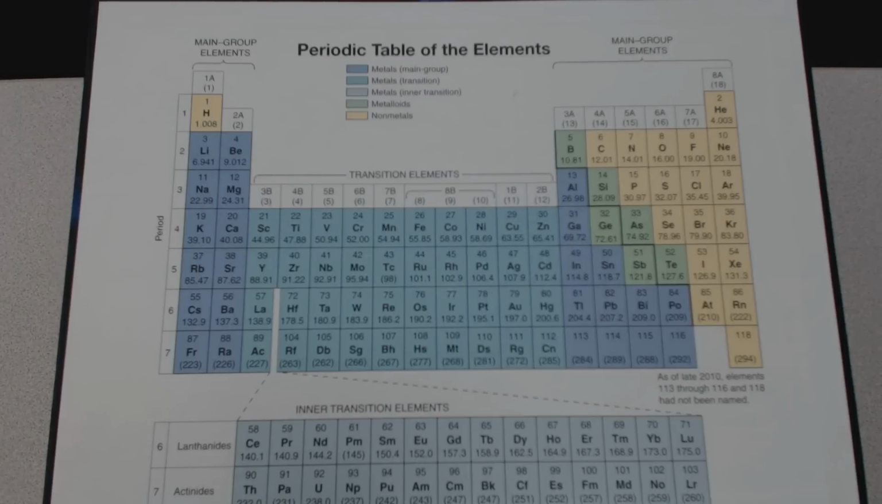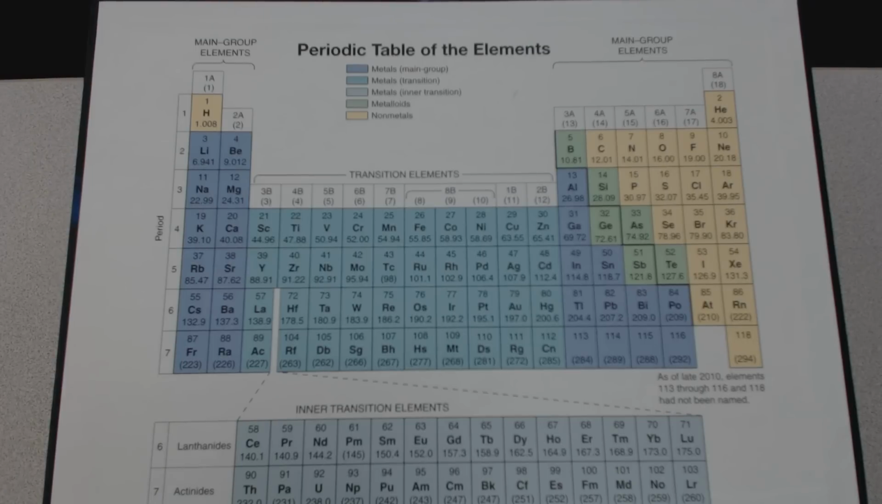Hello, in today's video we're going to be talking about the periodic table of elements. If you see here on the screen, this is a copy of the periodic table that is located in the front cover of your textbook. This is the periodic table that we will be using for the rest of the semester. So let's quickly go through the breakdown of the periodic table, what different parts of it are, and the different types of elements that are present on the periodic table.